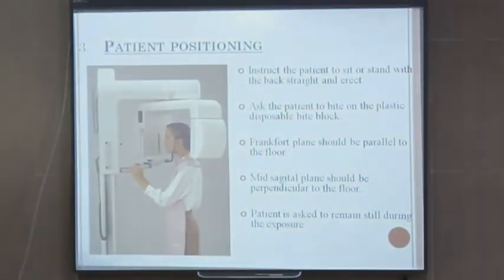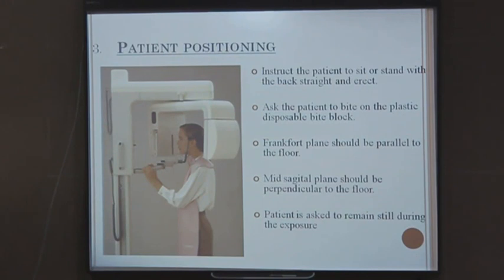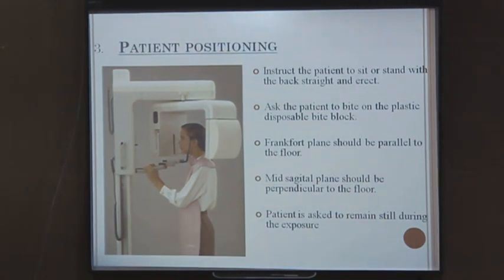The side towards the X-ray source. Okay. If that side is so close, that side is going to appear small. The side opposite to the X-ray source is going to appear magnified. Okay. So that is with your mid-sagittal plane. Patient is asked to remain still during the exposure. Patient is not still. He has moved. Then what will happen? Blurring will happen.